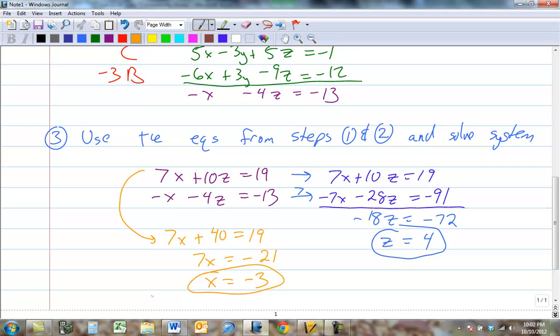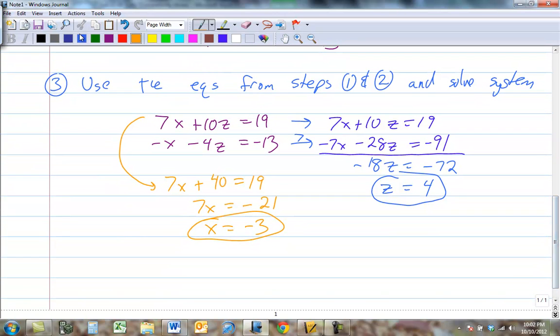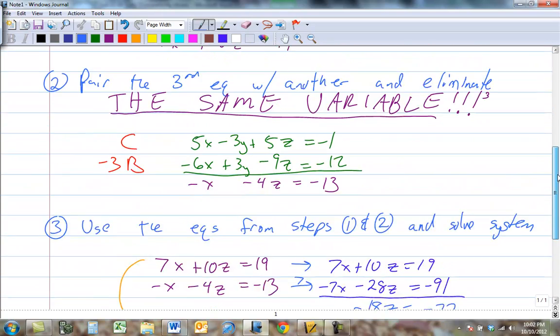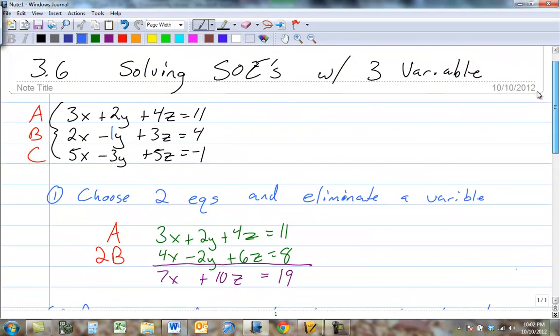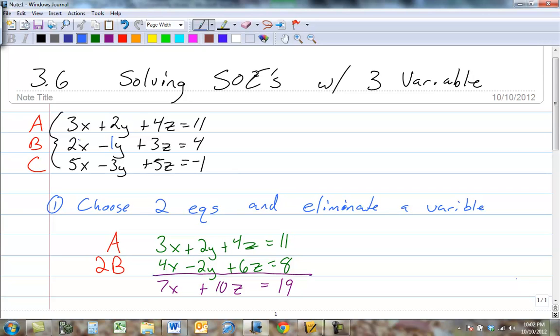However, we still got to do step 4. Step 4 is find the third variable. Step 4, we still got to find the third variable. So let's go all the way back to the beginning. We've got x and z. Now we have to find y. So which one do you want to use?